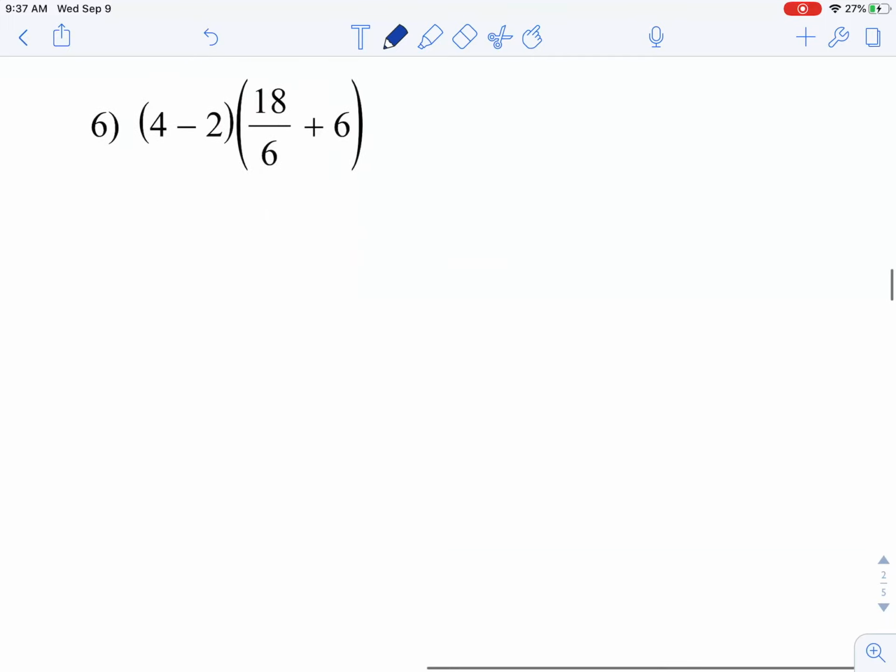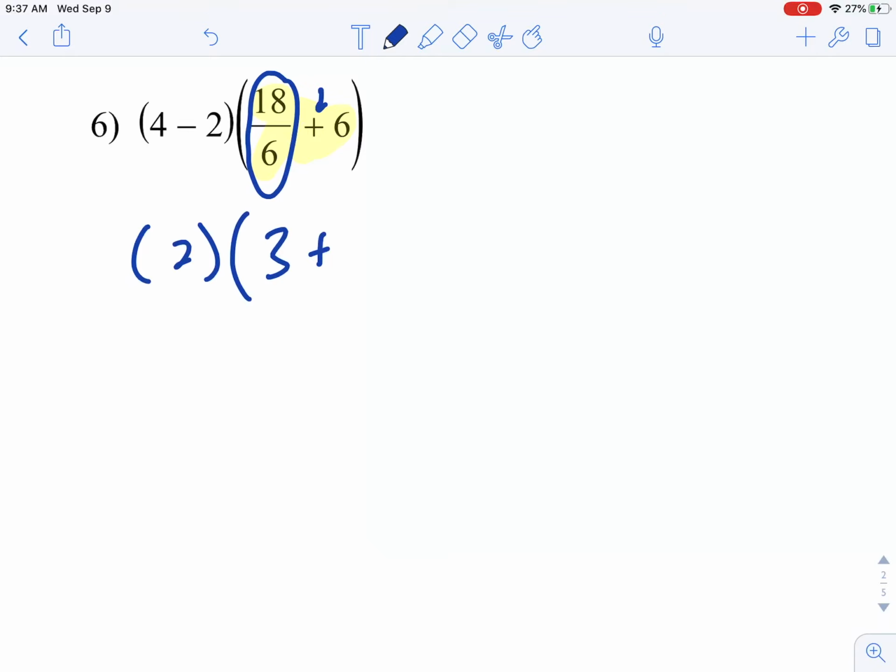Number 6, again, more parentheses, so we can do them simultaneously. The first one, 4 minus 2 is 2. Now the second set of parentheses has multiple steps. We are going to divide before we add. 18 divided by 6 is 3. And then we continue to finish what's in these parentheses. 3 plus 6 is 9. And 2 times 9 is 18.